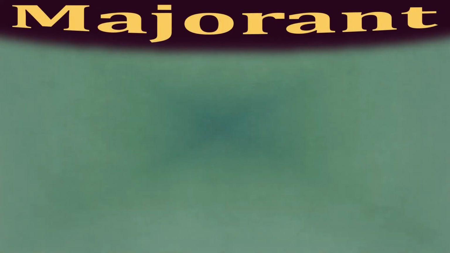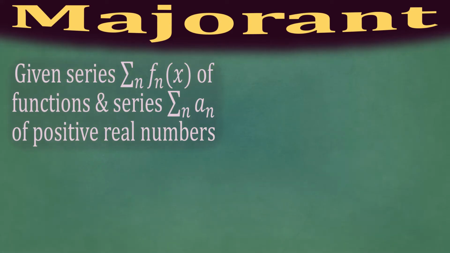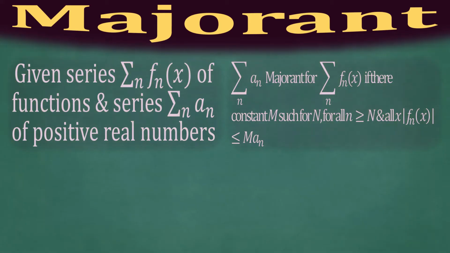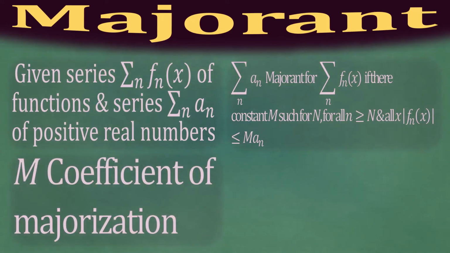Next, let's define a majorant. Given a series, the sum over all n of f_n(x) of functions, and a series, the sum over all n of a_n of positive real numbers, we say that the sum over all n of a_n is a majorant for the sum over all n of f_n(x) if there is a constant M such that for all n greater than N and all x, we have the modulus of f_n(x) is less than or equal to M a_n. We say that M is a coefficient of majorization.